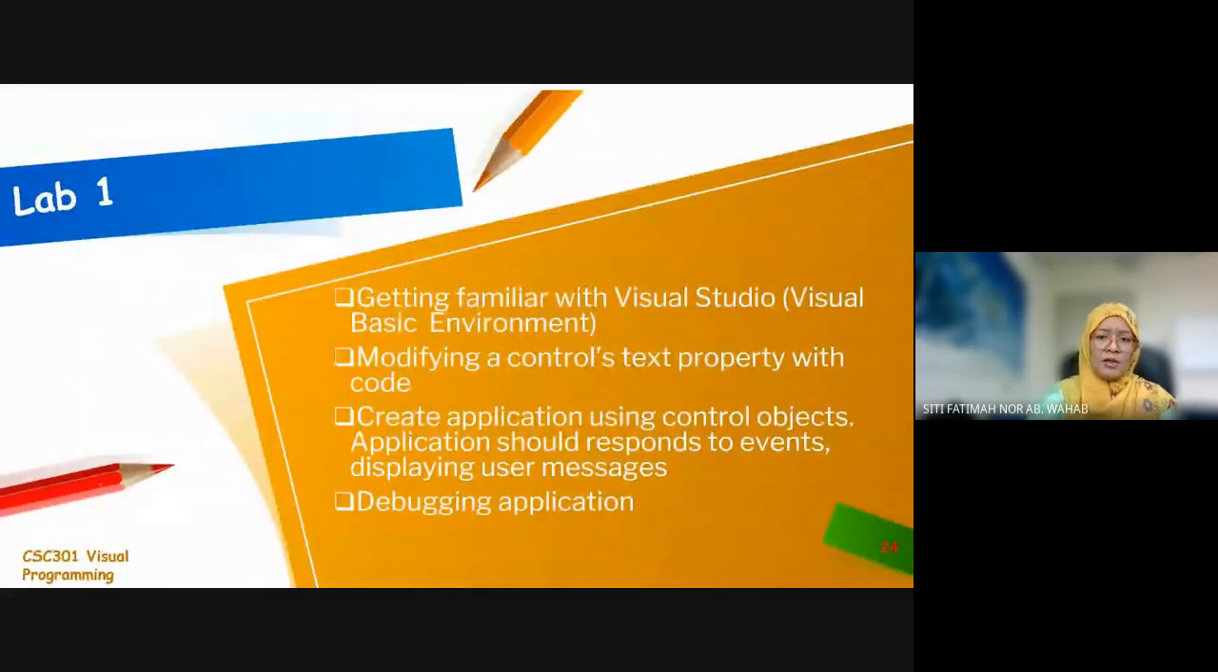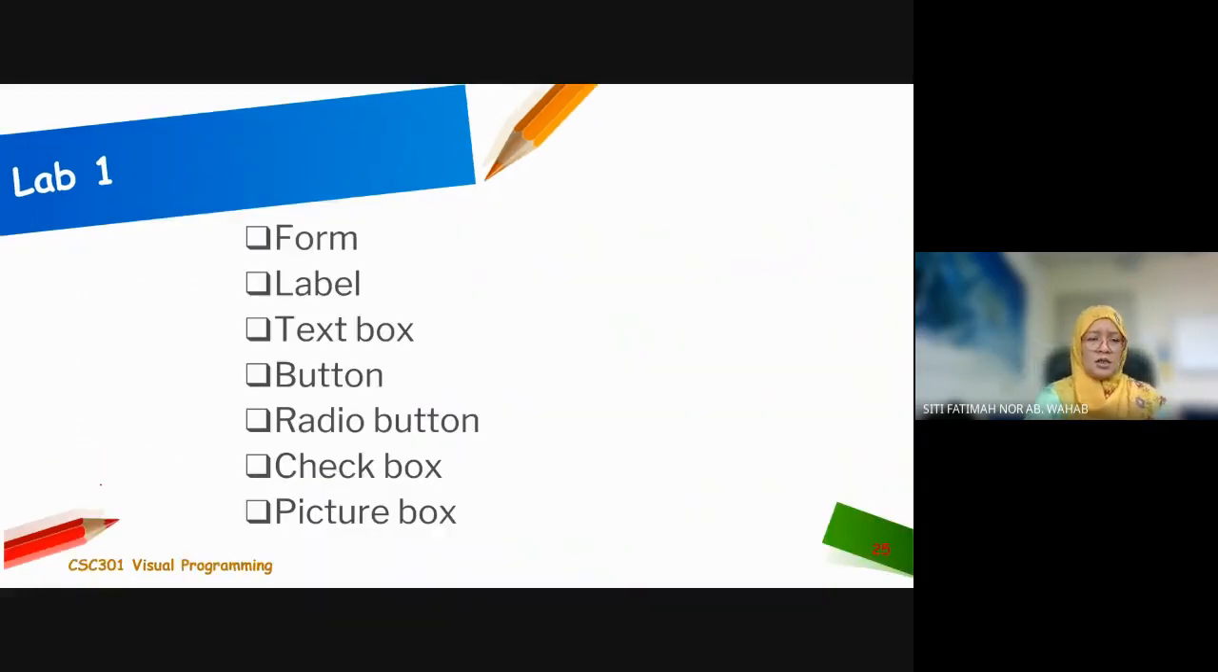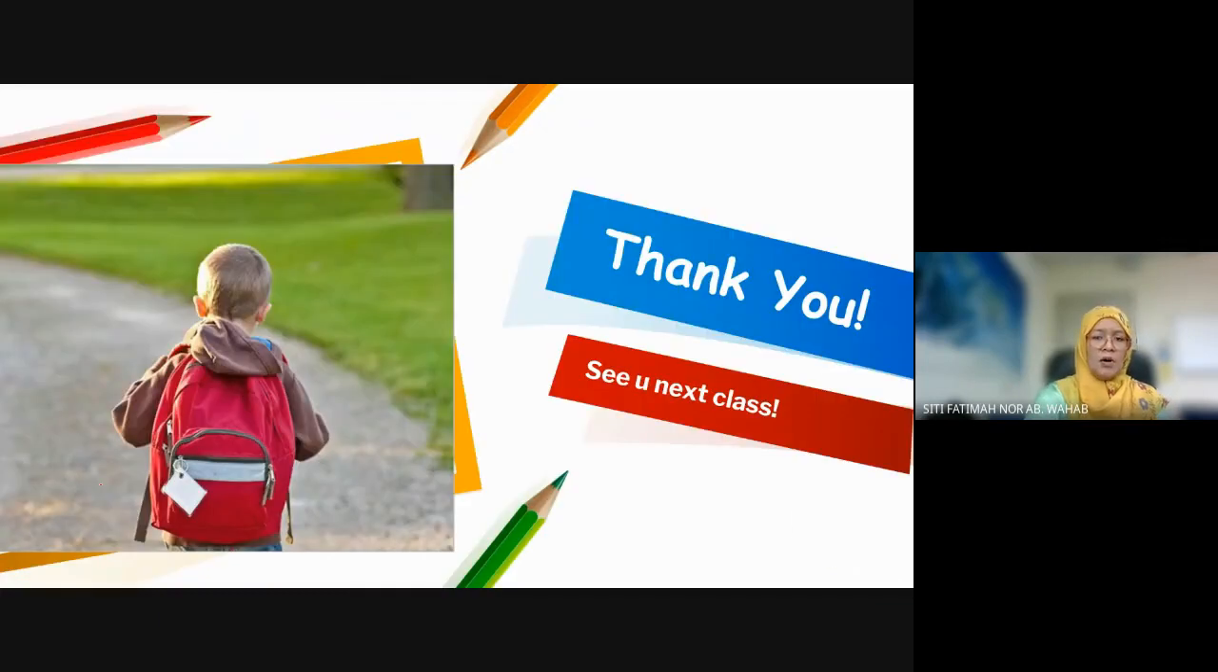So, getting familiar with Visual Studio. You modify the control text property with code. You create an application using control objects. The application should respond to events, displaying user messages, and you debug your application. What you must include in your application is a form, label, text box, button, radio button, checkbox, and picture box.